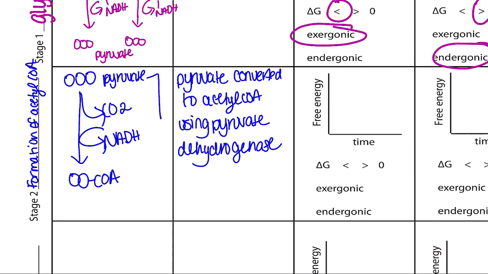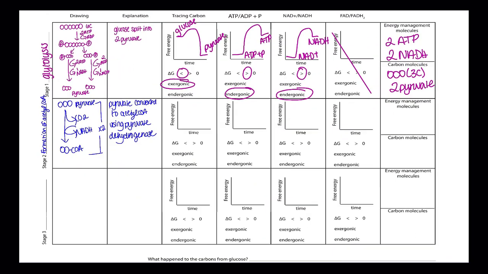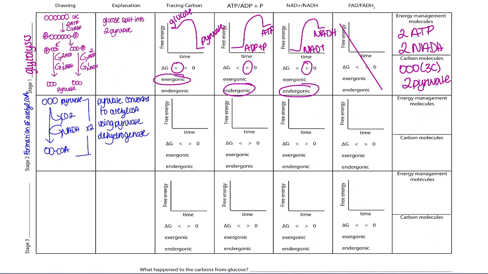so we can actually take this and write ×2 just as a good summary and reminder for future selves that this does happen twice since we have 2 pyruvate. So let's go ahead and zoom back out and draw our reaction coordinate diagrams. So we're going to start with tracing carbon.